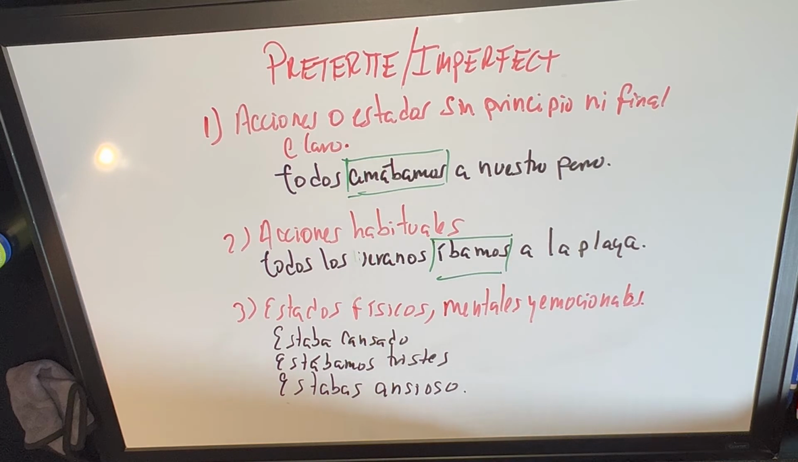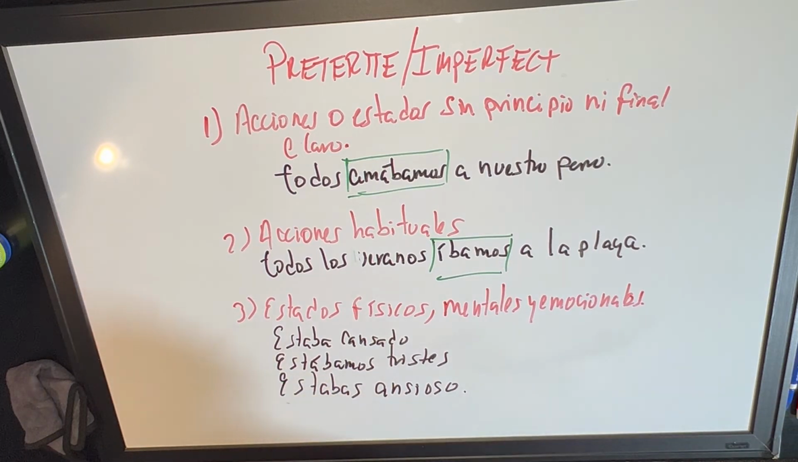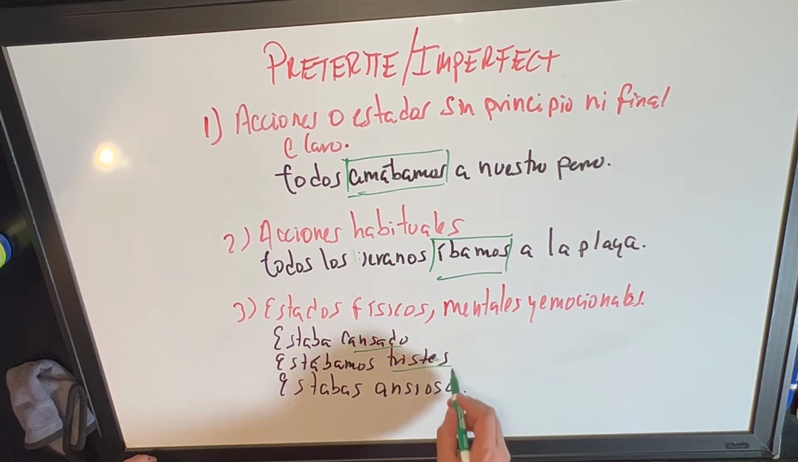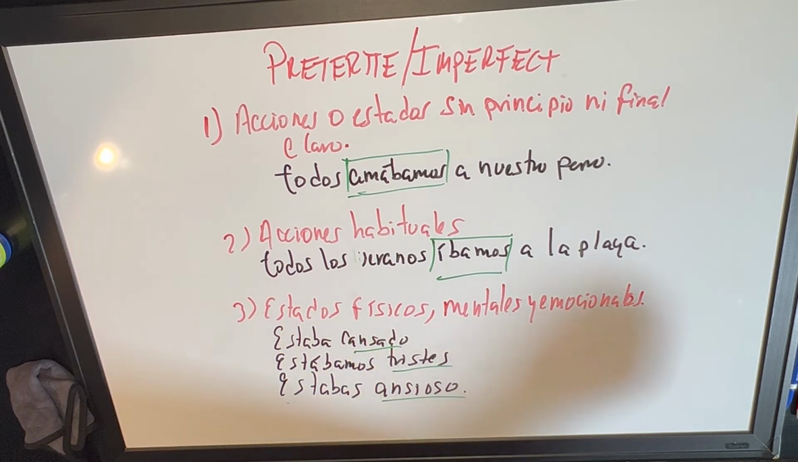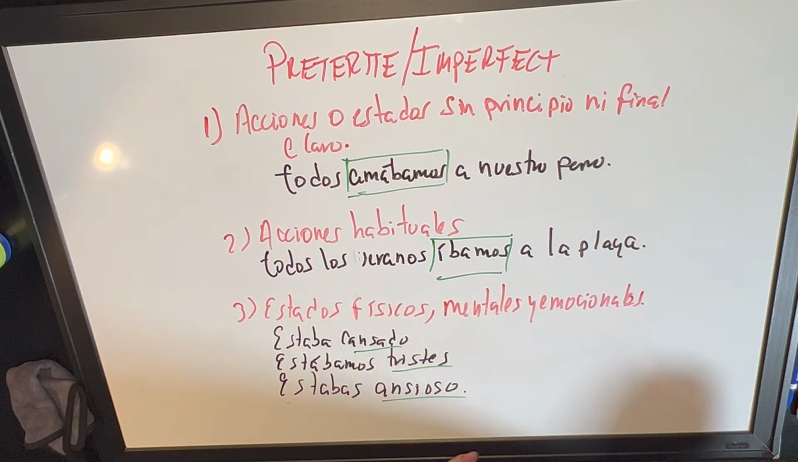And I'm using the imperfect for all this. Cansado, I was tired, physical tired, was sad, triste, and I felt anxious. I was anxious. These are physical, mental, and emotional conditions in the past. And that's why I'm using the imperfect.